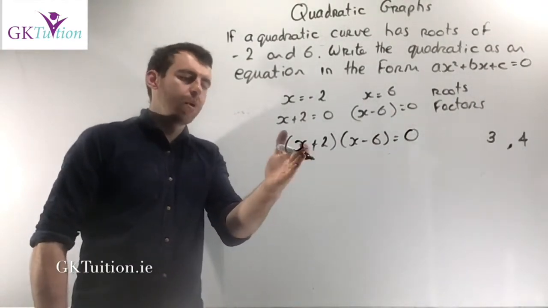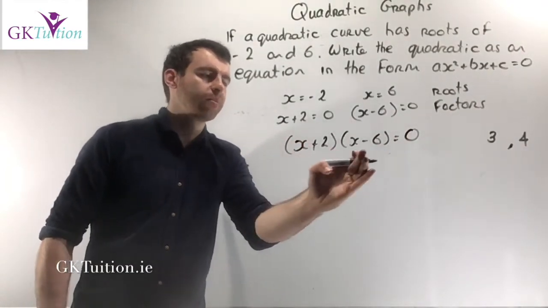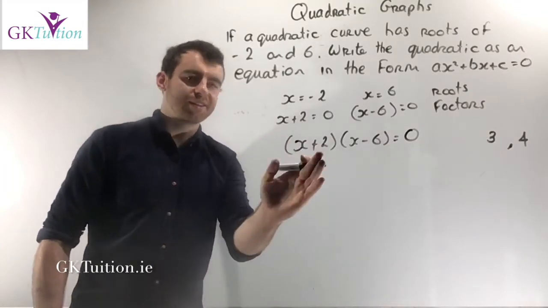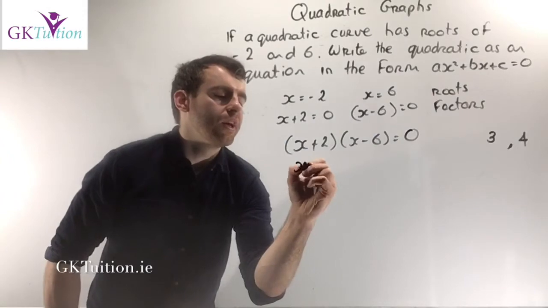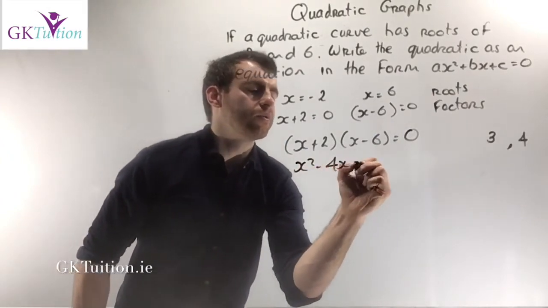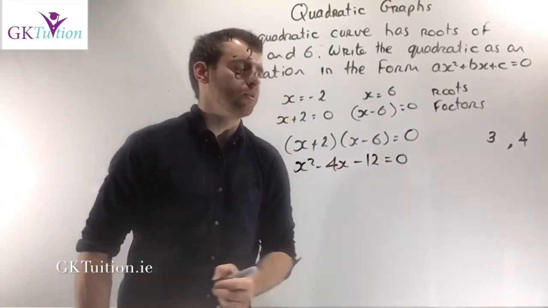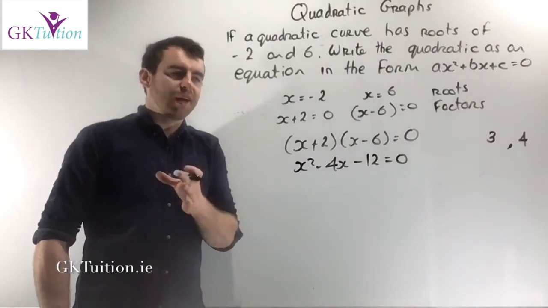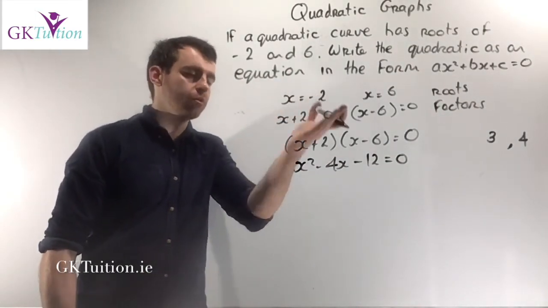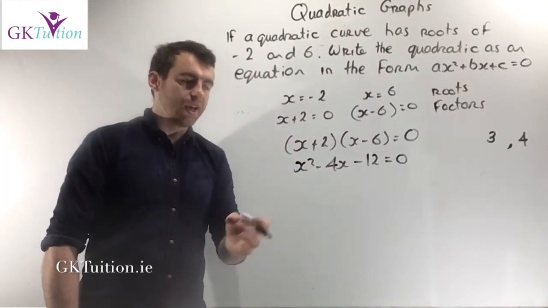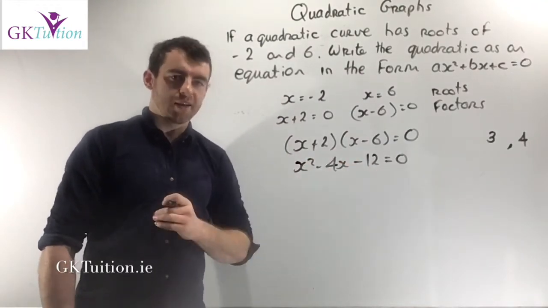So this is just double brackets. You multiply the first thing in the first bracket by the second bracket. You multiply the second thing in the first bracket by the second bracket. And if you multiplied it out, in this case you would get x squared minus 4x minus 12 equals 0. So that's something that I do with my junior certs. If you're given the roots, it should be relatively easy for you to form the quadratic.